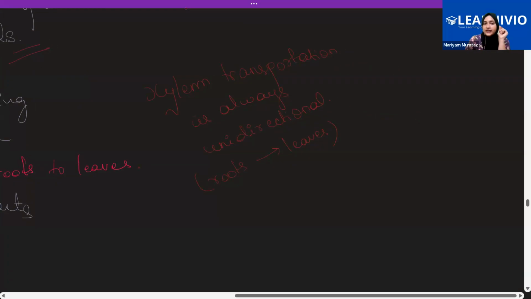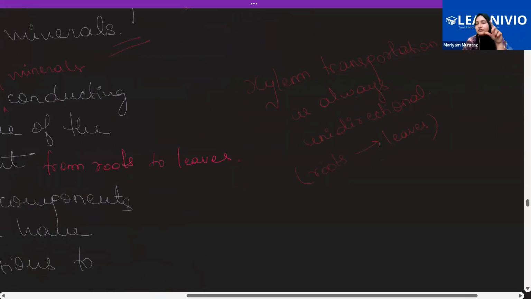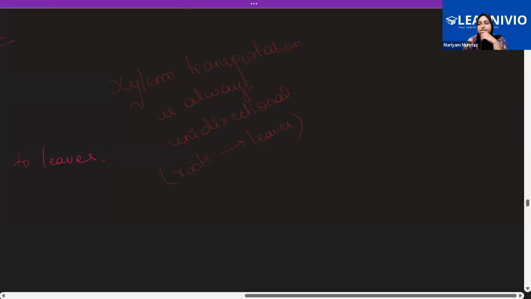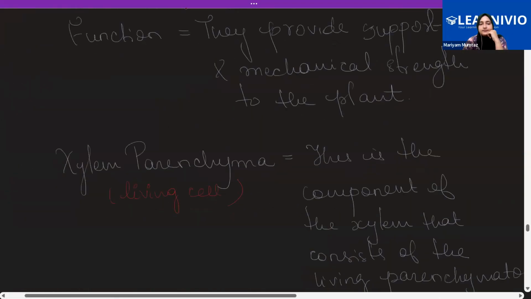So the xylem transportation is always going to be unidirectional, starting from the roots, ending at the leaves and the different parts of the plant. Done? Everyone has written this down? Now talking about the phloem.